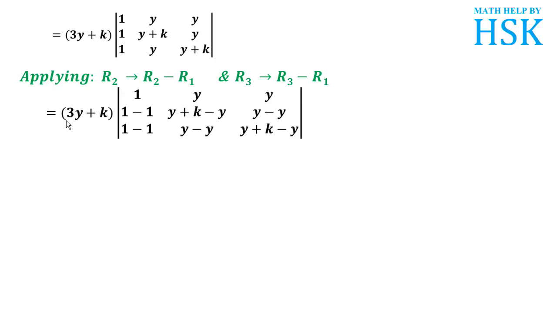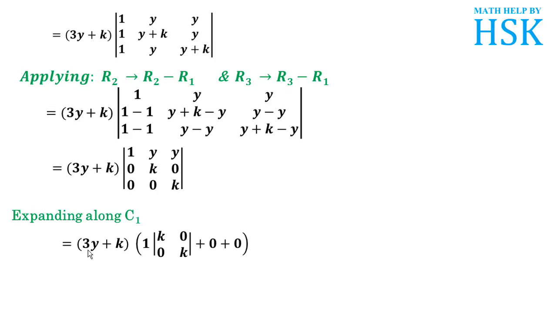So I am going to get this as 3y plus k, 1, 1 minus 1, 1 minus 1. Okay, this y as it is, y plus k minus y, y minus y, y minus y, y plus k minus y, right? So on simplifying, I am going to get this as 1, 0, 0, y, k, 0, y, 0, k.